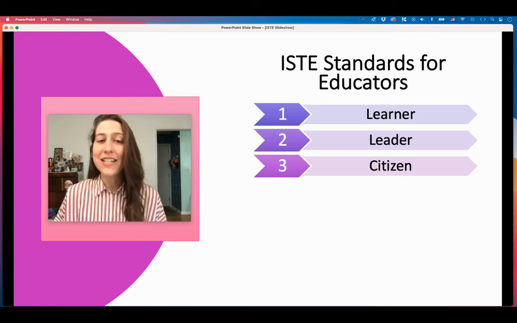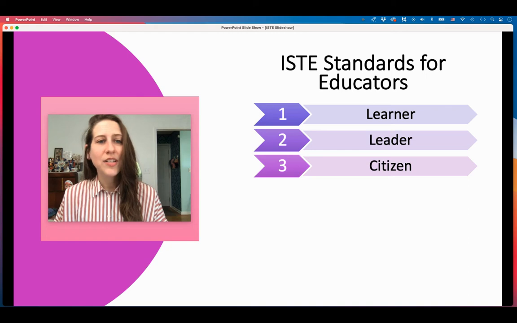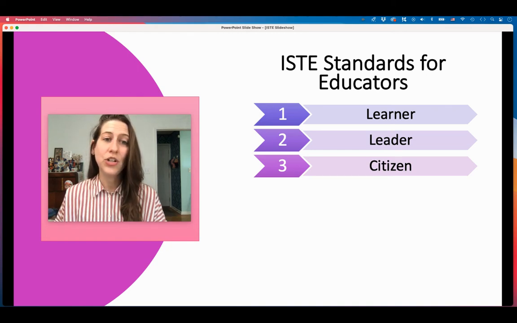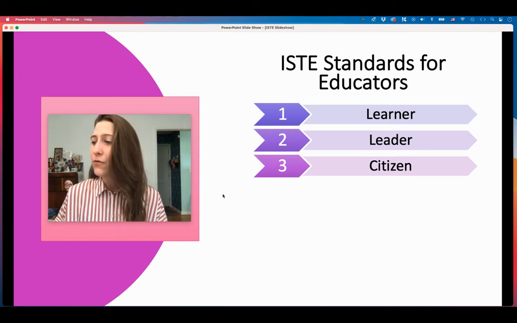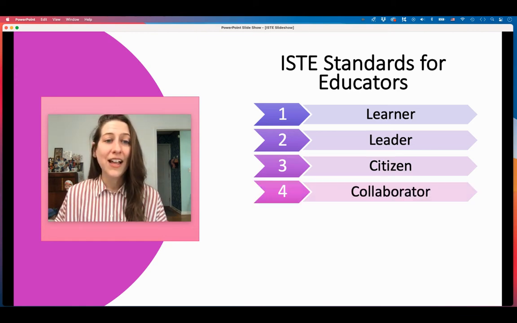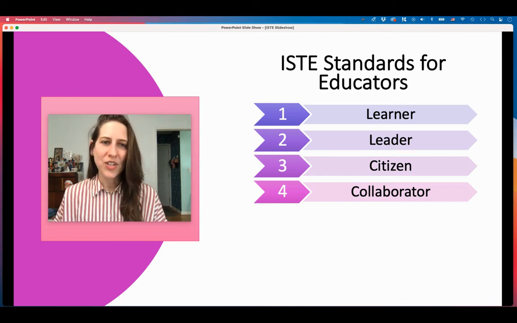The third category is citizen. This category sees educators facilitate opportunities for citizens and model being a good digital citizen for students. The fourth category is collaborator. This category sees educators collaborate with students, colleagues, and parents to use technology.